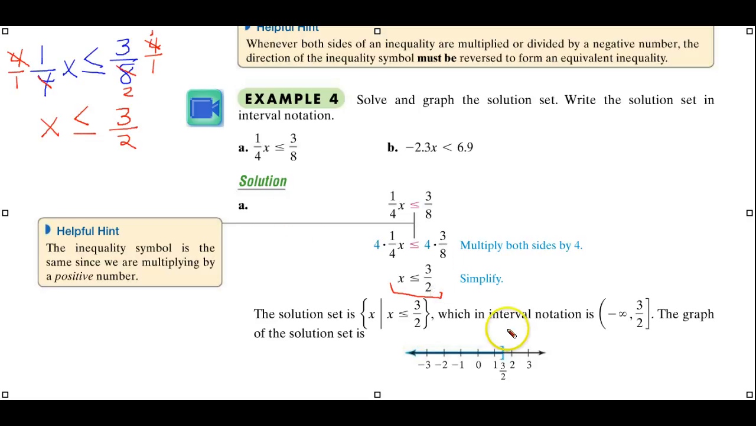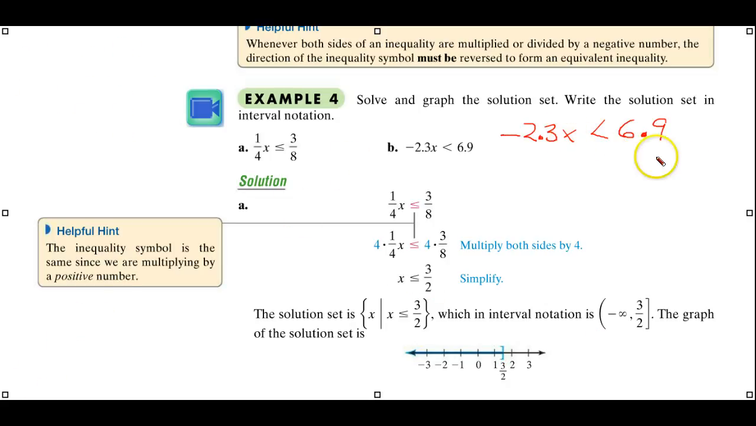And then plotting that on the number line, you're going to use a bracket, and the arrow is going to point to the left, and then writing that in interval notation is pretty straightforward right from the graph. Now let's look at letter B. To solve letter B, we're going to isolate the x by dividing both sides by a negative 2.3.